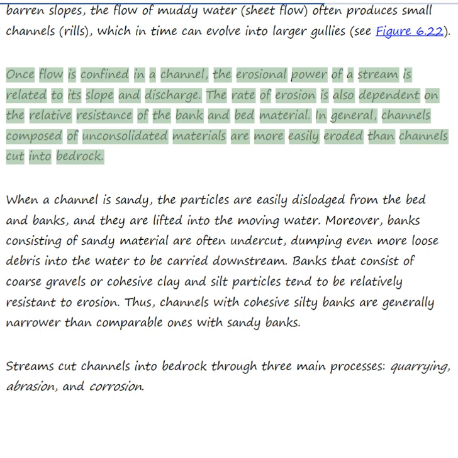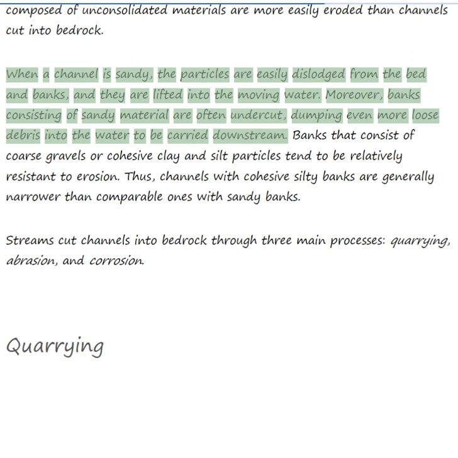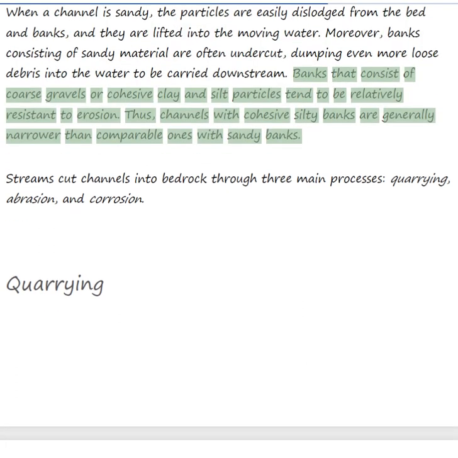In general, channels composed of unconsolidated materials are more easily eroded than channels cut into bedrock. When a channel is sandy, the particles are easily dislodged from the bed and banks, and they are lifted into the moving water. Moreover, banks consisting of sandy material are often undercut, dumping even more loose debris into the water to be carried downstream. Banks that consist of coarse gravels or cohesive clay and silt particles tend to be relatively resistant to erosion. Thus, channels with cohesive silty banks are generally narrower than comparable ones with sandy banks.